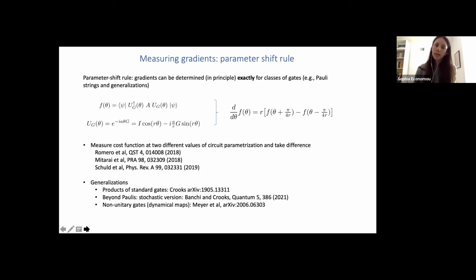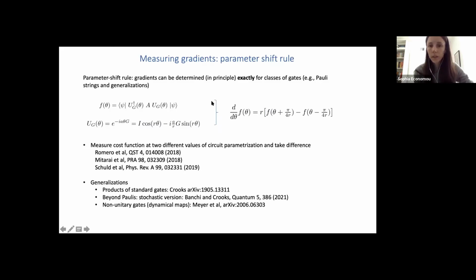All right, the next thing you want to do is you want to measure gradients. In order to change your parameters in the appropriate way, you're measuring, of course, your objective function, but you also want to measure its gradient. And a nice thing about Pauli-like gates, and actually they don't have to be Pauli strings, they can be a bit more general, is that you can write them in a way shown here.